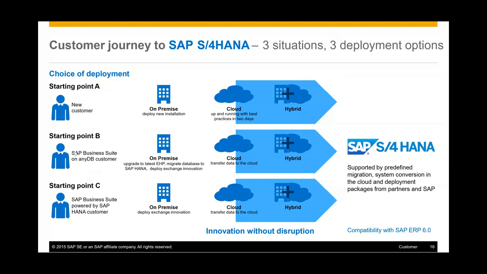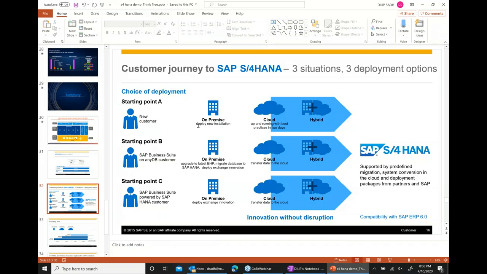If you are already using SAP on Oracle, then again you have three choices: on-premises, cloud, hybrid. But you can upgrade and migrate the database to HANA. Here you have to deploy the new one. Here, you have a choice of database migration. And if you have SAP Business Suite powered by HANA, then your migration is even easier, you're basically doing an exchange innovation.